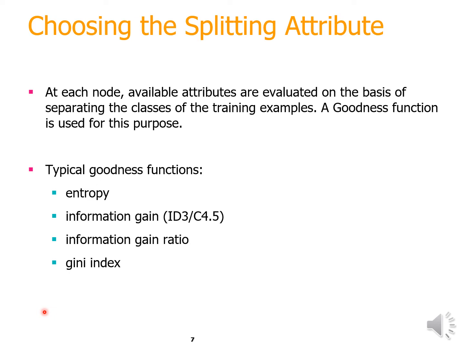The criteria is called a goodness function. We have to decide what kind of goodness function you're gonna use to choose one particular attribute. As a goodness function, we have many options. The first one is entropy, and also information gain ratio, and Gini. These are possible candidates of goodness functions. We're gonna study all of these as we go.